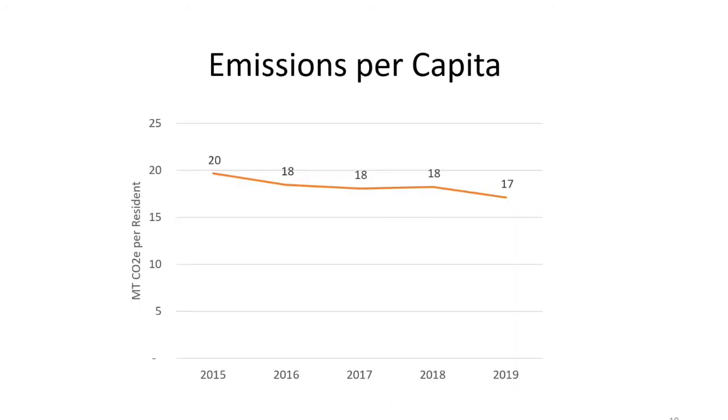We can also put the expanded inventory in the context of population changes. This slide illustrates emission trends per capita. Per capita emissions have decreased faster than total emissions, meaning that as we grow, each Ann Arbor resident has a smaller greenhouse gas footprint.